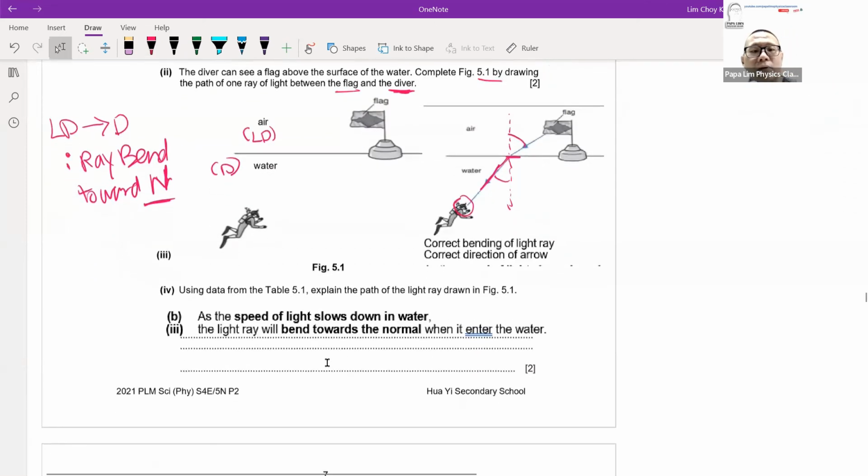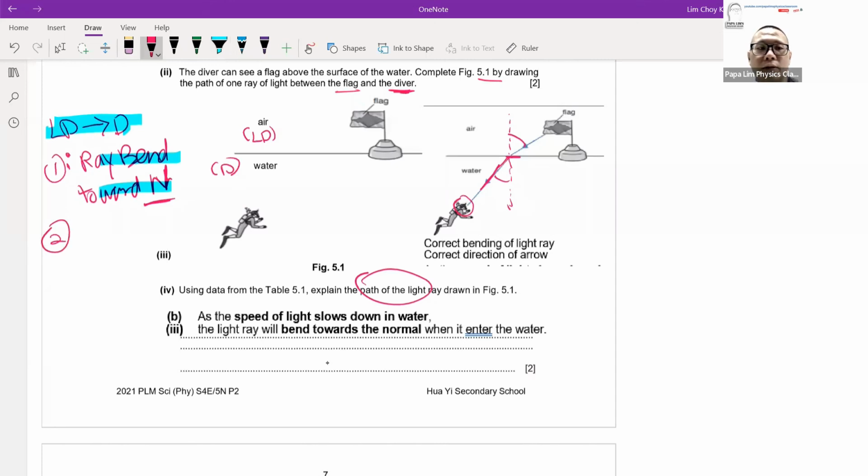Now, same thing, how do we explain the path of the ray? We always mention the keywords when we talk about bending of light. You always deal with two things. You have to tell the marker what medium the light is coming from, then tell where the light ray bends, and after that you have to tell them the reason. It's because of the speed change. If I bend towards the normal, it means the speed of the light actually slows down.